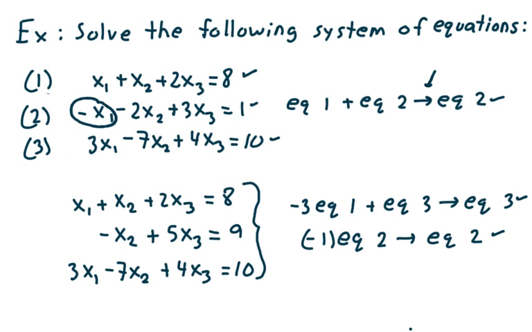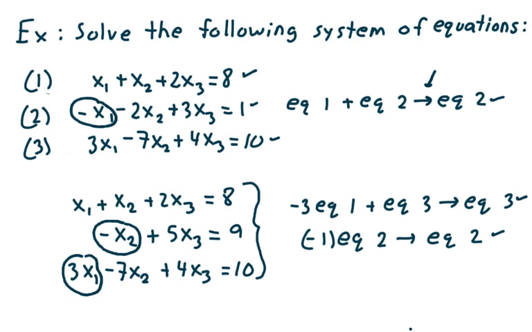So I want you to notice something. I'm using equation 1 in both of these operations. Notice how when I rewrite equation 3, I no longer have an x1 term. That's a good thing. And also notice that the coefficient of x2 in equation 2 is going to turn into 1. That's also a good thing.